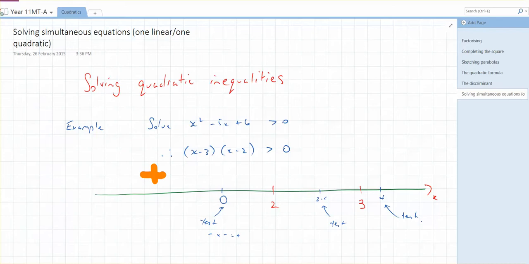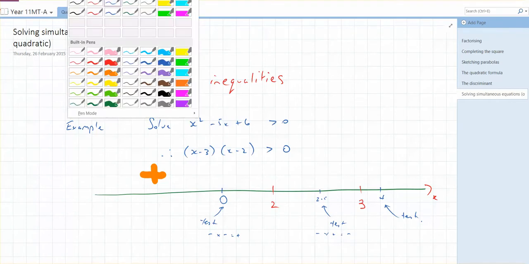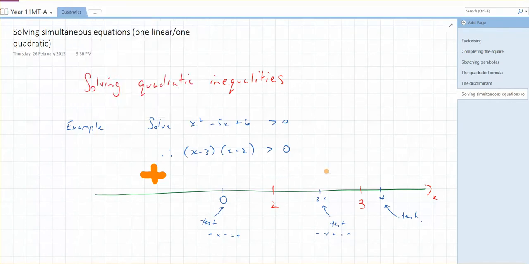Get out my big orange pen and put in a big positive. Okay. Let's now test 2.5. 2.5 minus 3, that's negative. 2.5 minus 2, that's positive. A negative times a positive, well, that's a negative. So that is a negative zone there.